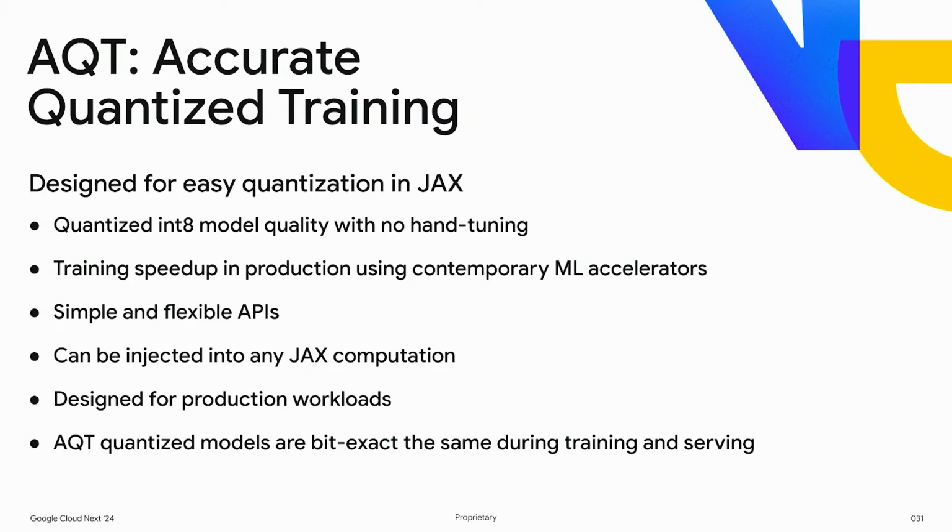AQT, accurate quantized training, is another way to speed up your code, so quantizing your code. And this is quantization-aware training, so you're quantizing at training time. It's designed for JAX. We're going to take a look in a minute at an example of quantizing from FP16 to int8.